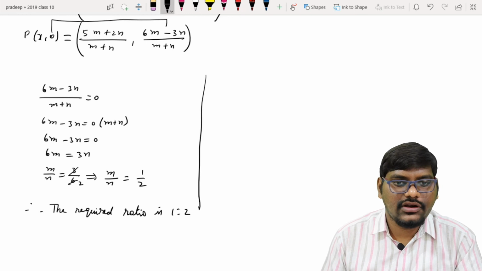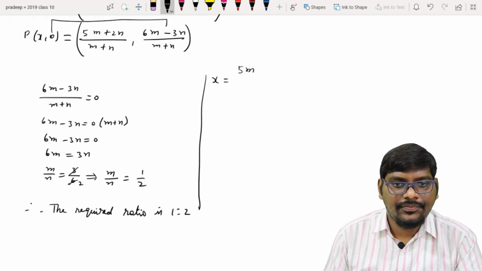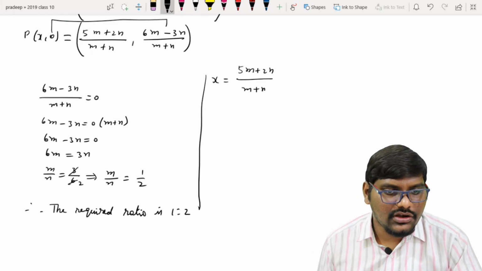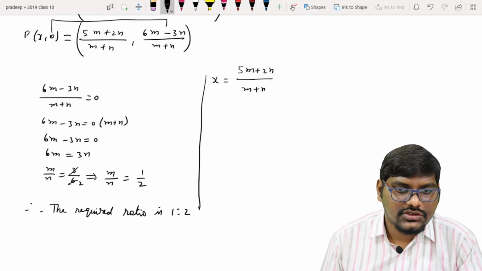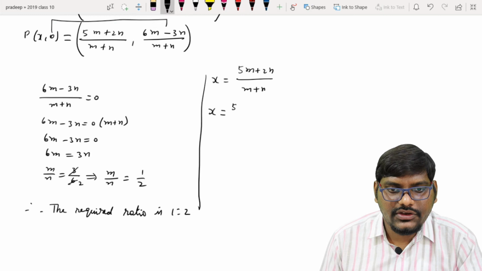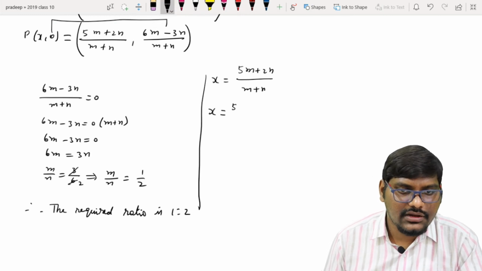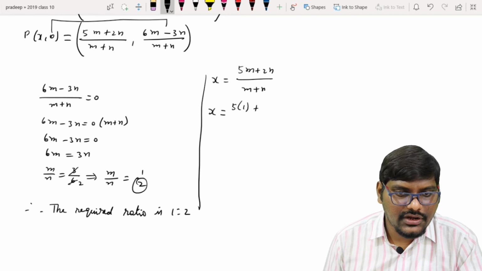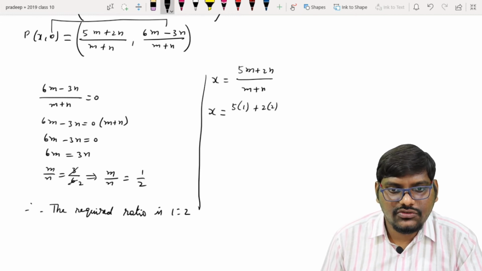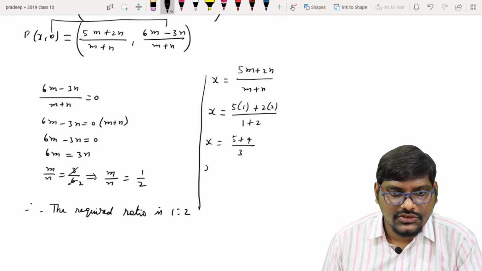So we got the ratio of m and n, and we'll substitute it in the x coordinate. What is the x coordinate? That is x equal to (5m plus 2n) by (m plus n). We already got the m and n values, so we can directly substitute here. So x equal to 5 into, in the place of m we submit 1, and in the place of n we submit 2, so 2 into 2. So x equal to 5 ones are 5 plus 2 twos are 4, by 3. So x equal to 5 plus 4 is 9 by 3, which is x equal to 3. So x equal to 3 is the value.